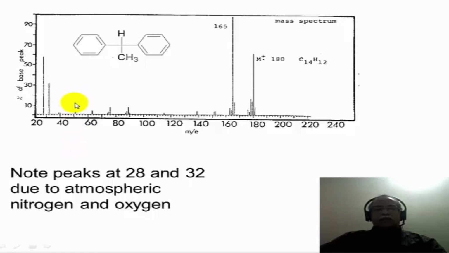Interestingly, the mass spectrum also shows some impurity peaks, essentially coming from atmospheric nitrogen and oxygen. If you observe carefully, there is a peak at 28 m/z and 32 m/z. Most likely these peaks are coming from contamination from atmospheric nitrogen and oxygen, corresponding to molecular weights of 28 and 32 respectively for these two elements.